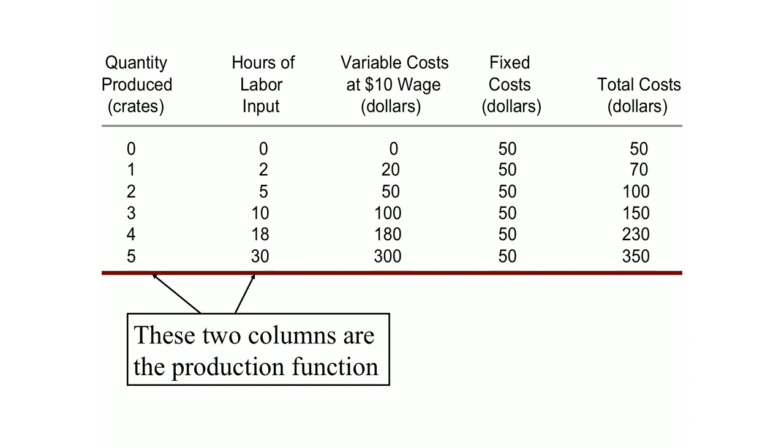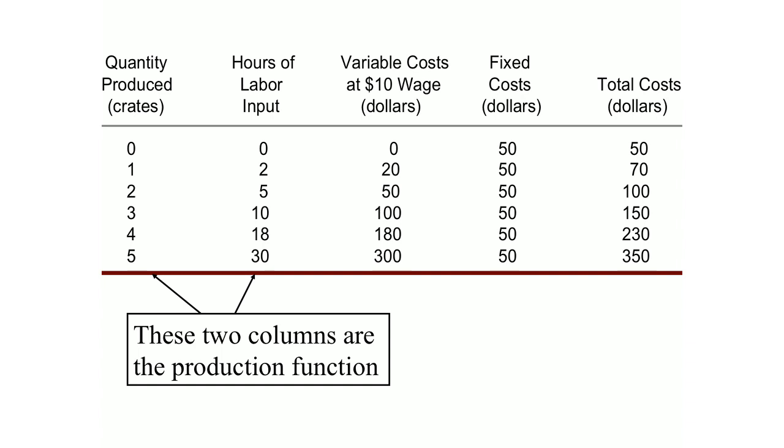In this case, 0 plus 50 is 50, total cost is 50. If you produce no pumpkins, as in that first row, you still have to pay the fixed cost, which is $50. For the case of 1 crate, you hire 2 hours of work. The cost is $10 an hour, that's $20. Your fixed cost is $50, and then summing across, you get $70, and so on.